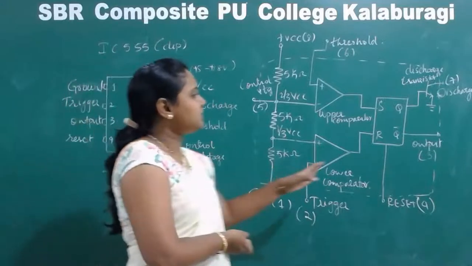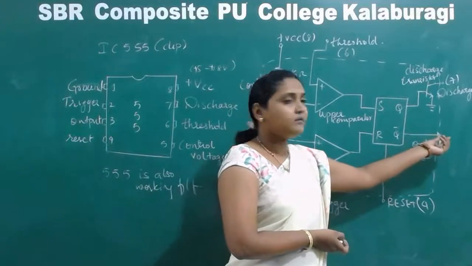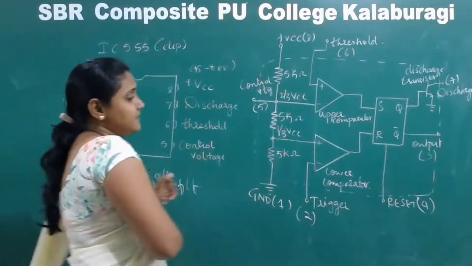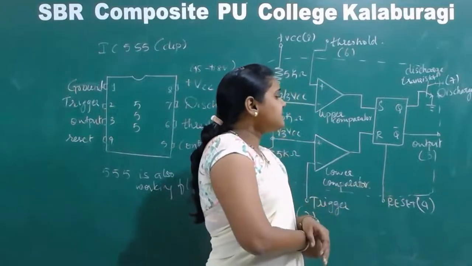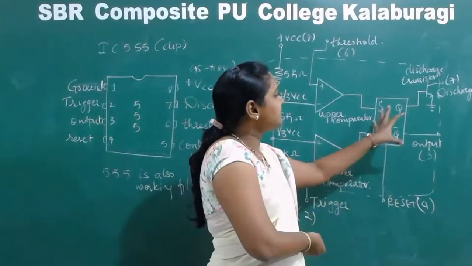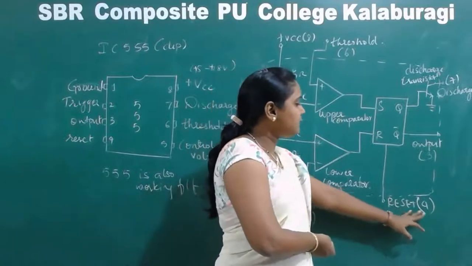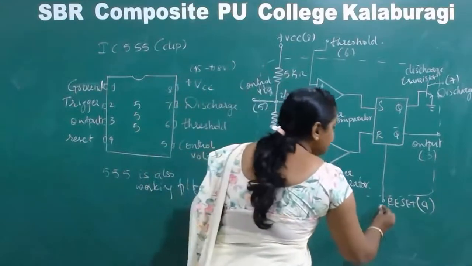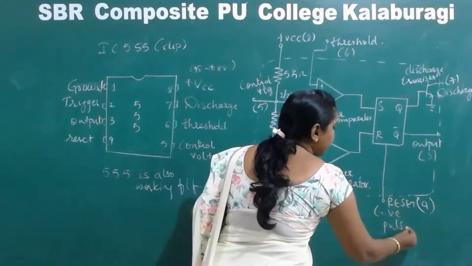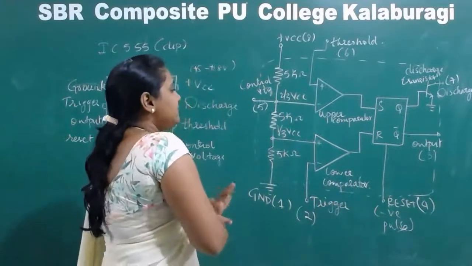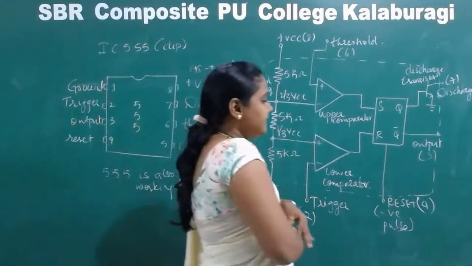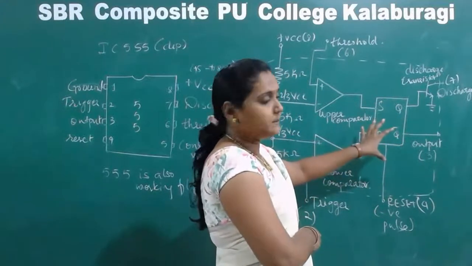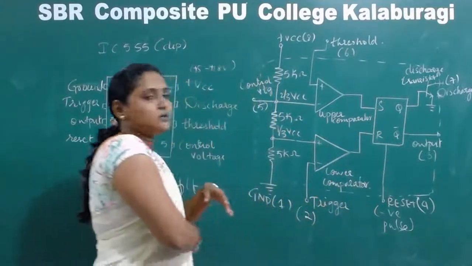Next is the output terminal. Whatever output is produced by the timer can be observed at pin number 3. Moving to the next pin, that is reset. A negative signal applied at the reset is going to completely reset the unit. Whatever operation is being performed, it is going to reset the entire working. It has to be applied with a negative pulse, and the negative pulse is going to reset the SR flip-flop. And whenever it is not in use, it has to be connected to plus VCC.